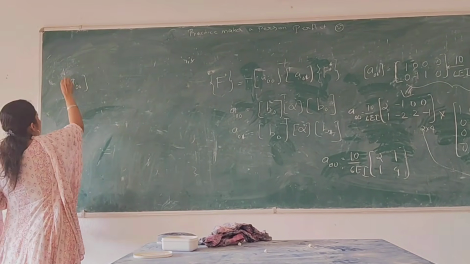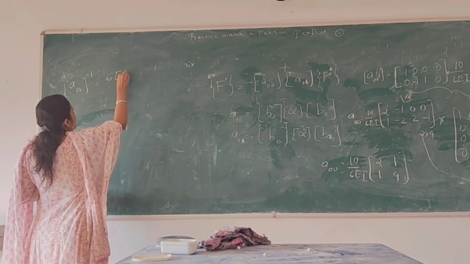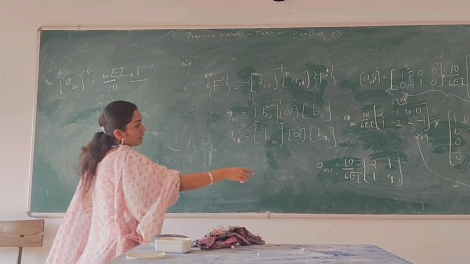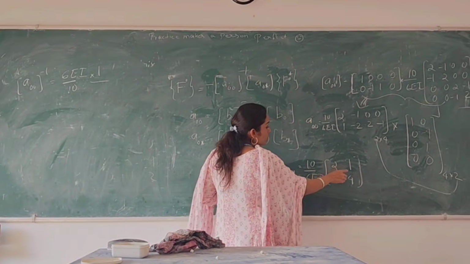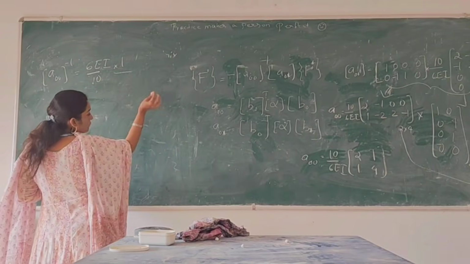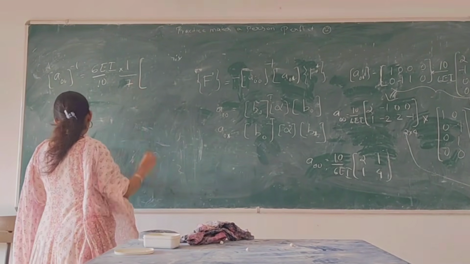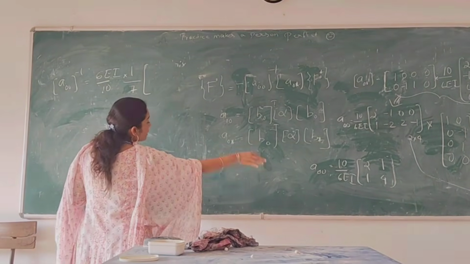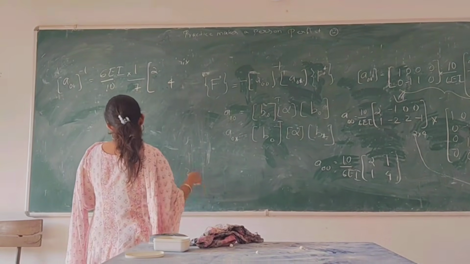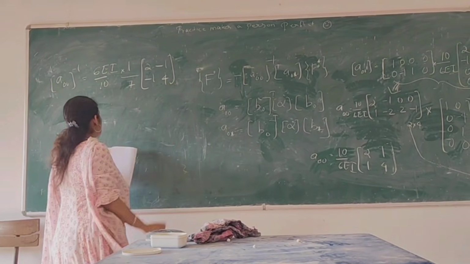So A naught not inverse is given by, you have to inverse that, 6ci goes up and 10 goes down, into 1 by determinant of this matrix. How do you find out determinant? 2 into 4 minus 1 into 1. 2 into 4 is 8 minus 1 is going to be 7, right? And then what you have to do? You have to inverse these two diagonals. These coordinates are getting inversed and it's going to change the sign. So this is your A naught not inverse.